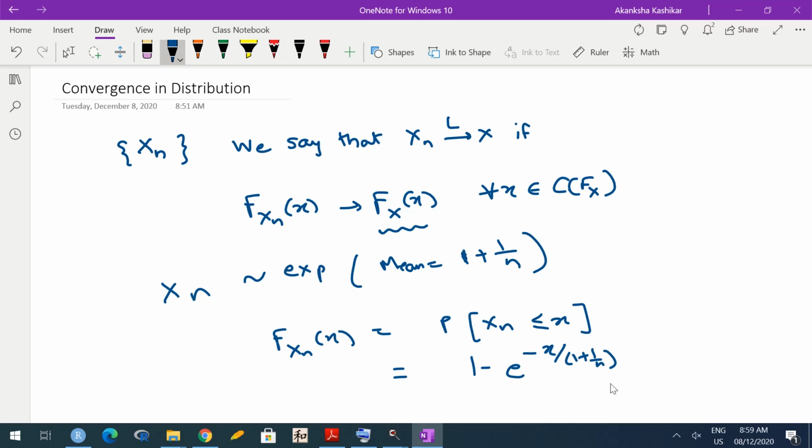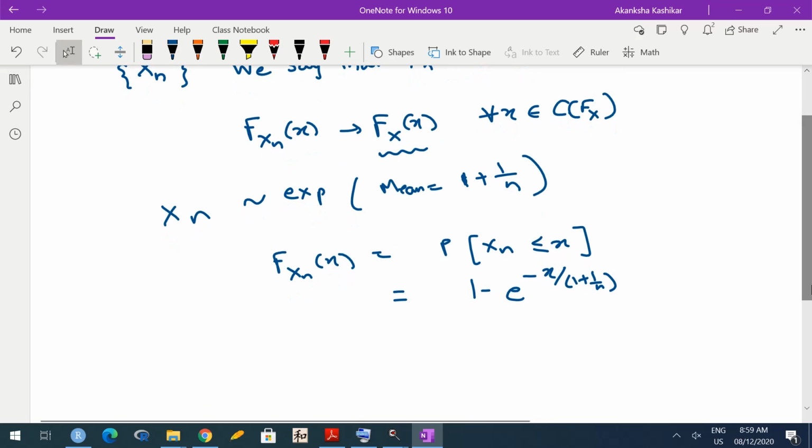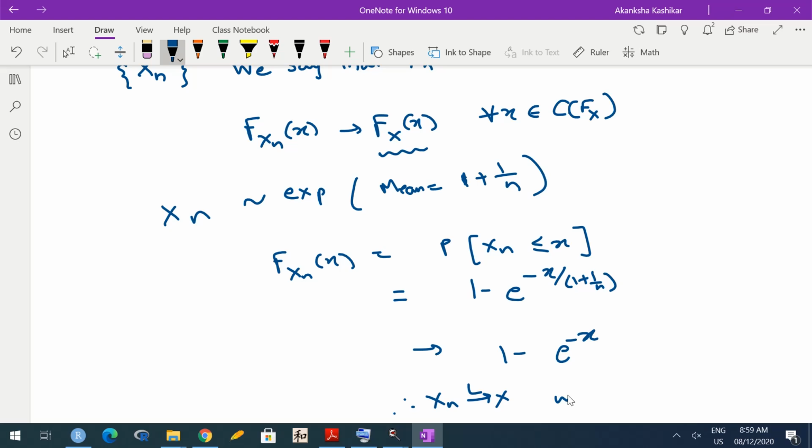Correct? So as n goes to infinity, what happens to this function? As n goes to infinity, 1 plus 1 by n would go to 1 and hence this would converge to 1 minus e raised to minus x. Okay. So we know that this is nothing but the CDF of the standard exponential distribution. Hence we say that Xn converges to X in law where X is standard exponential. Okay. So this is an example of convergence in law.